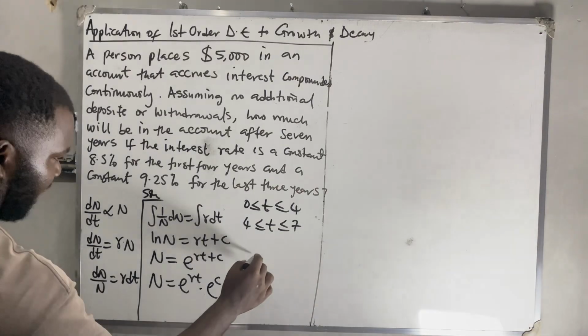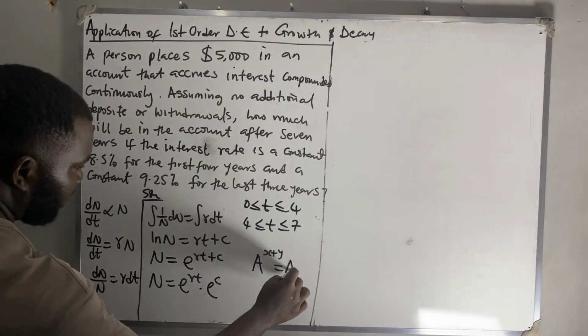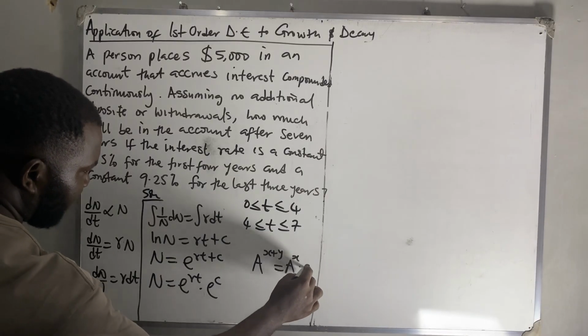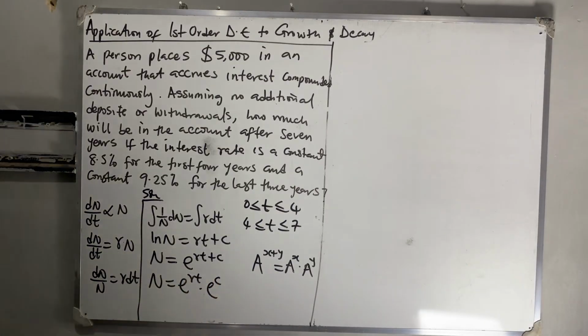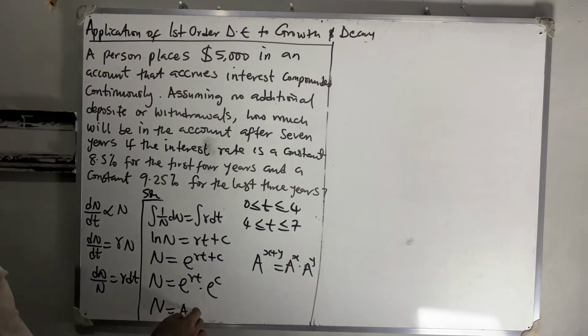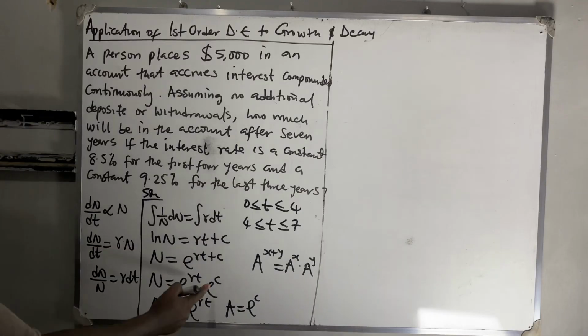Indices say that if I have a raised to power x plus y, that is a raised to power x multiplied by a raised to power y. That is what I did there. The exponential of a constant is a constant, so we have N equals A e^(rt), where A is equal to e^c.